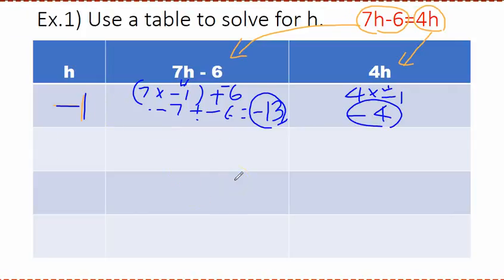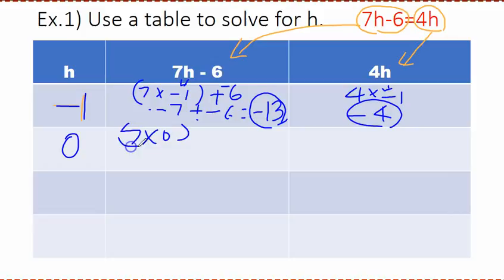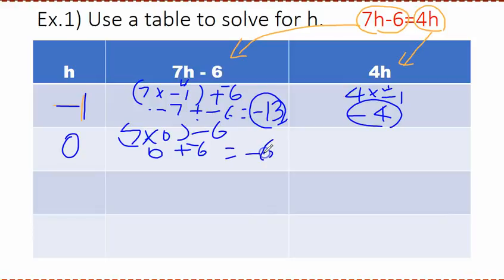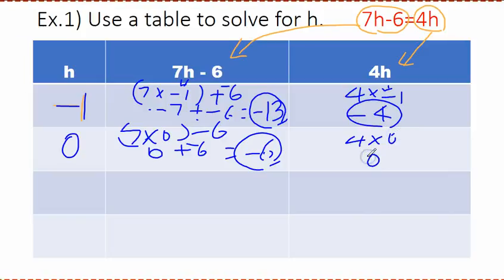Let's try 0. When h is 0, 7h will be 7 times 0, and then plus -6. 7 times 0 is 0, anything times 0 is 0, and then 0 plus -6 is -6. Let's see what we get here. 4 times 0 is 0. So they are not equal.